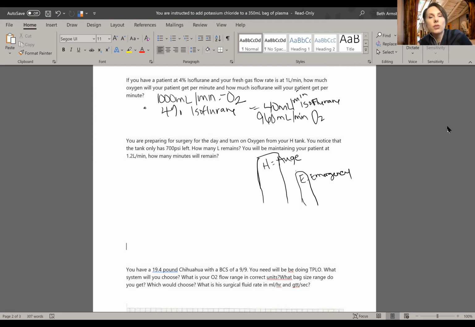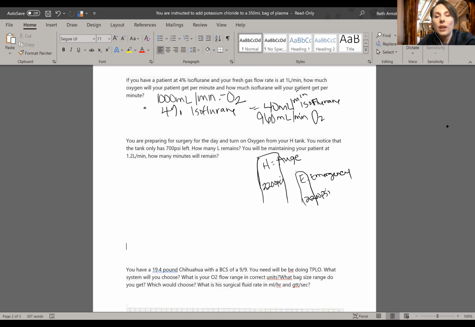Your huge tanks are the ones that are really hard to move. They carry a lot of oxygen for you. And the emergency tanks are the ones that you can hook up to your anesthetic machines. They're portable, that type of thing. So what we need to know about them is that when they're completely full, both of them are measured as full at 2200 PSI.